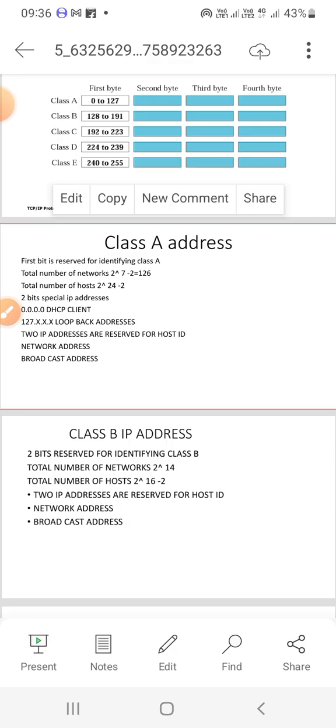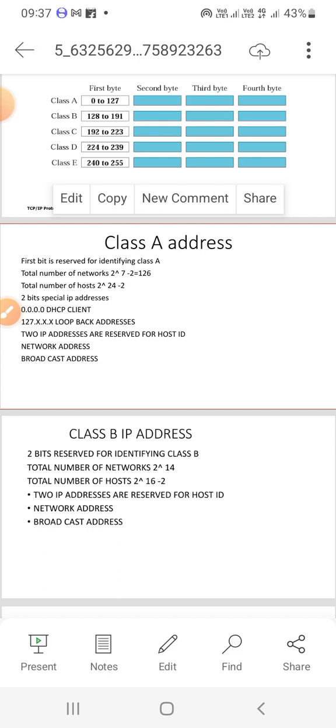These two addresses are used for special purposes, which is why they are subtracted from 2 power 24. The rest are host addresses. In total, 126 networks are there, and each network has 2 power 24 minus 2 host addresses. That is nearly 16 million addresses. So there are 126 networks, and in each network 16 million addresses are present.